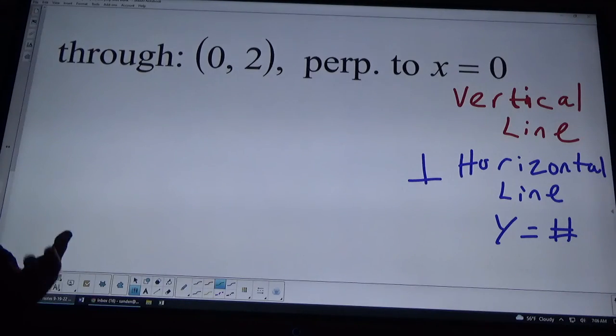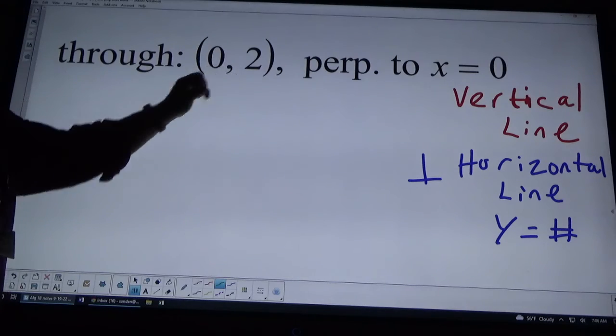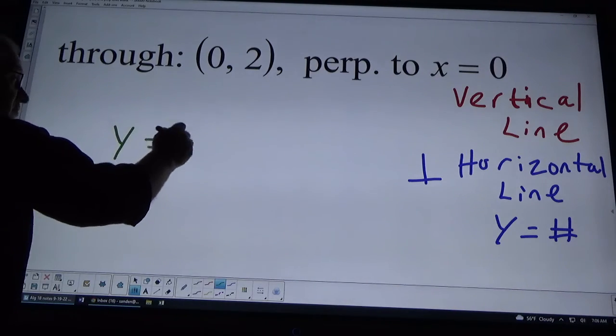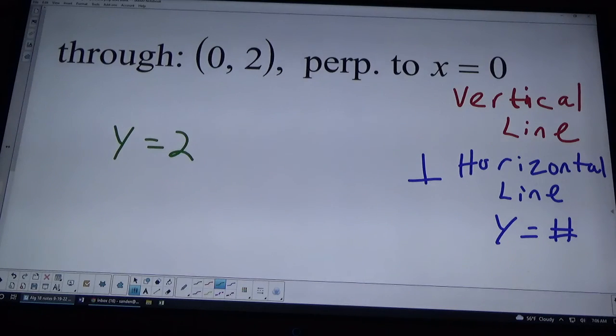And if it's y equals, what is my y coordinate in my point? Well, it's 2. And there you have the final answer. The equation is y equals 2.